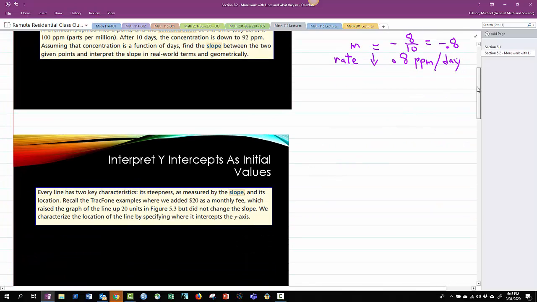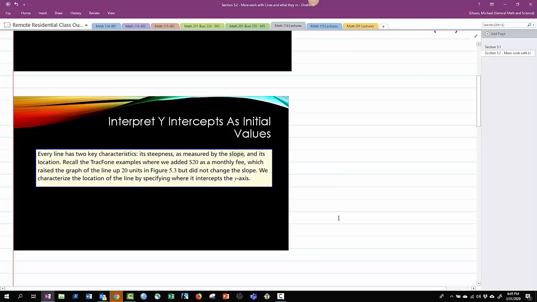Let's talk about the y-intercept and what it means. Every line has two key characteristics: its steepness as measured by the slope, and its location. Recall the TracFone examples where we added $20 as a monthly fee, which raised the graph of the line up 20 units. I think what we had there was cost equals 0.05t plus 20, where the 20 was dollars and the t was minutes: 5 cents a minute plus $20.